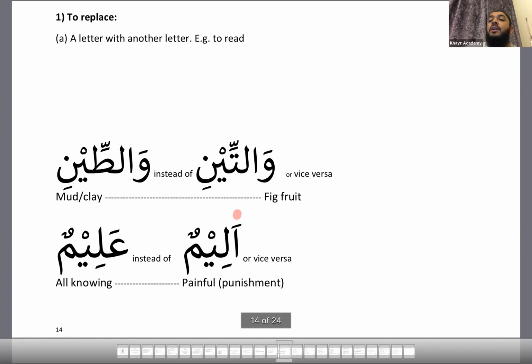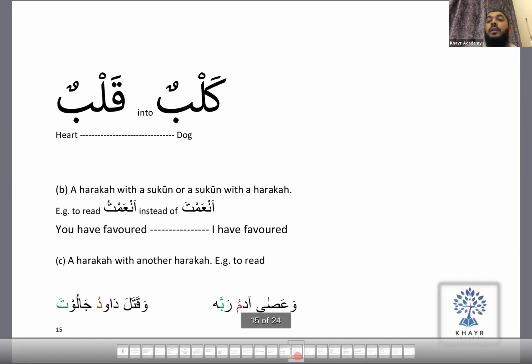Same here, makhraj. Remember, the Hamza comes from the bottom part of your throat, as strong as you can. If you change the Hamza into an Ain, look how the meaning changes. Okay. Let's go to the next slide. Next slide is this one.